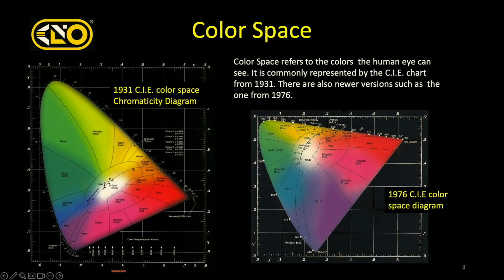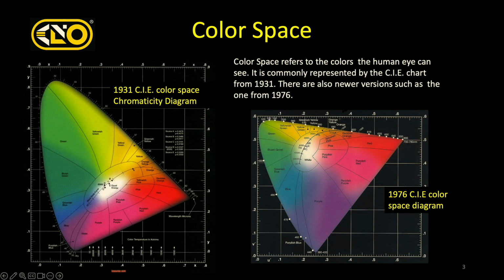On the left, we have the 1931 CIE color space. It's also known as a chromaticity diagram. And really, this is what the human eye can perceive. On the outside perimeter of this horseshoe are all the saturated colors. In the middle, you have your white. There's this little curve that runs through the center. It's called the Planckian curve. So all your Kelvin temperature follows that curve.